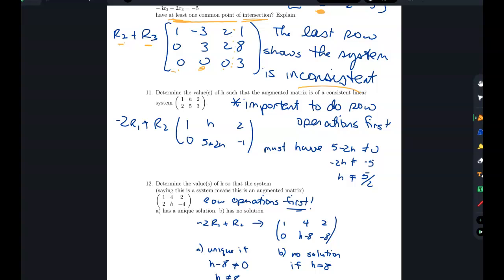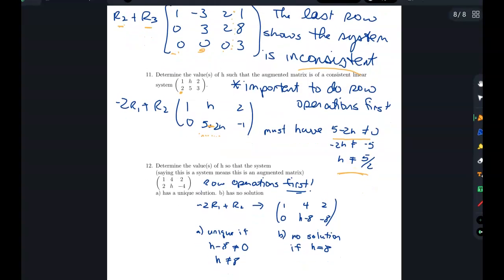Here I have the problem. I want to find out what the h has to be so that this is consistent. So I need to get a 0 here. So I multiply row 1 by -2 and add. So this gives me, that looks kind of messy, 5 minus 2h, right? So in order for this to be consistent, I need this to not be 0. And so that means h cannot be 5/2. So you can use any other number except 5/2.